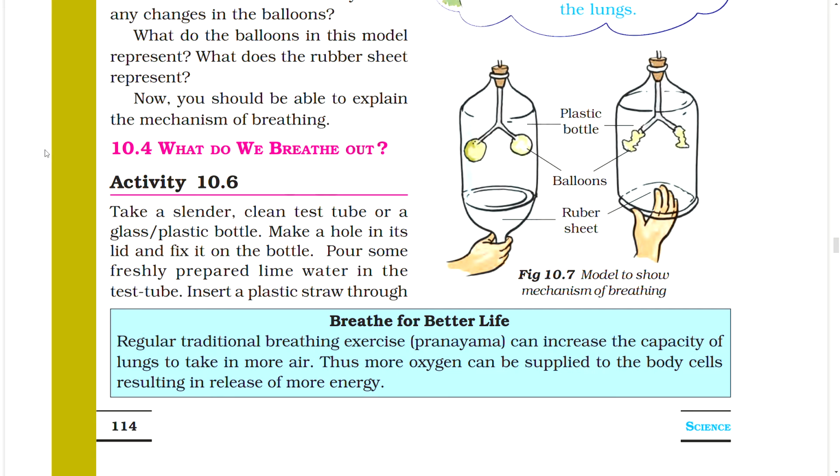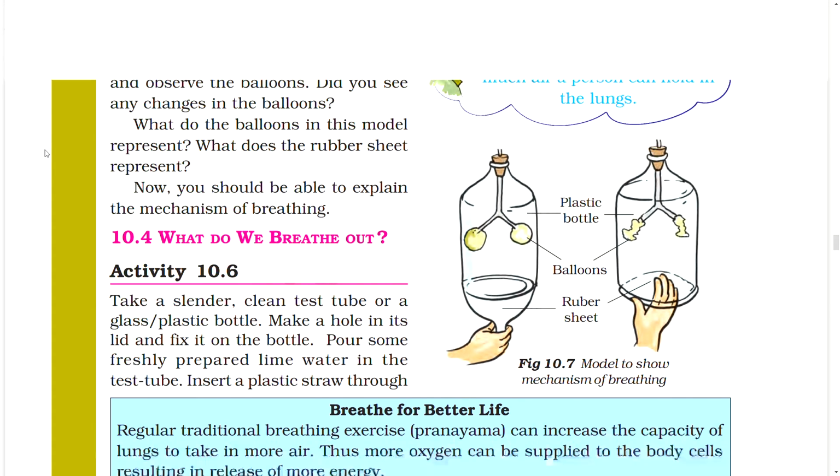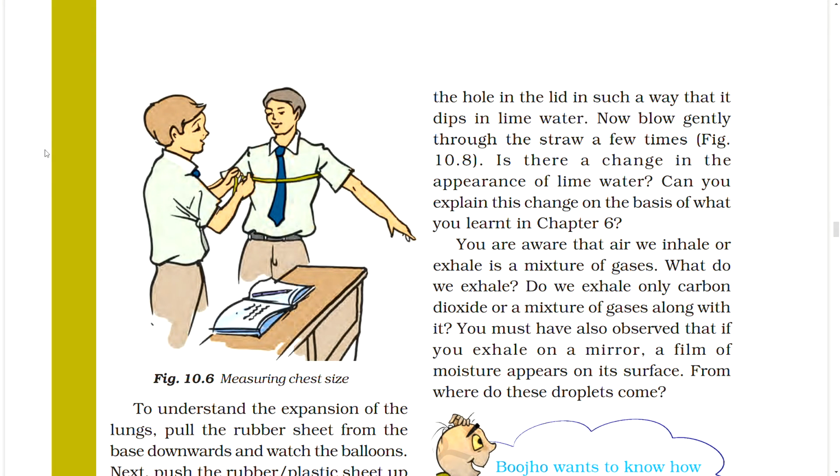10.4. What do we breathe out? Activity 10.6. Do this. Take a slender, clean test tube or a glass or plastic bottle. Make a hole in its lid and fix it on the bottle. Pour some freshly prepared lime water in the test tube. Insert a plastic straw through the hole in the lid in such a way that it dips in lime water.